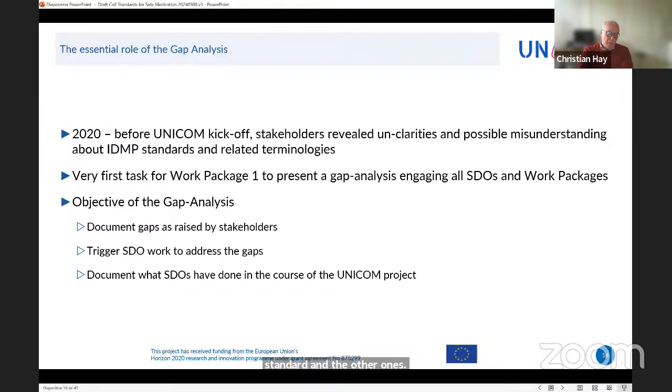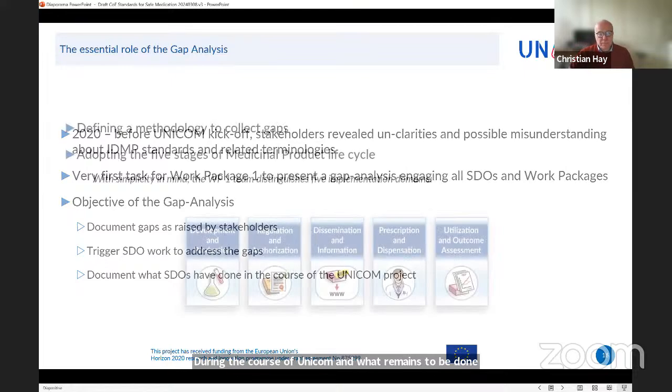And nowadays, because we are at the end of the project, the purpose is to document what the standard development organizations have done during the course of UNICOM and what remains to be done, because not everything is finished yet.